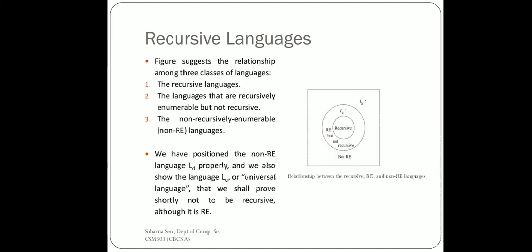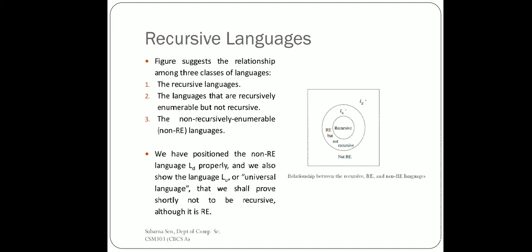You can see here two circles. The outer circle is RE, that is recursively enumerable. So it consists of both kinds of languages, right? And recursive languages are a subset of it, where we will work with the decidable problems. Okay.